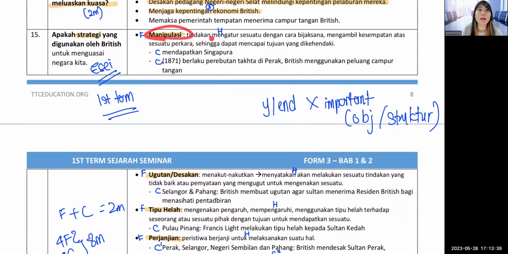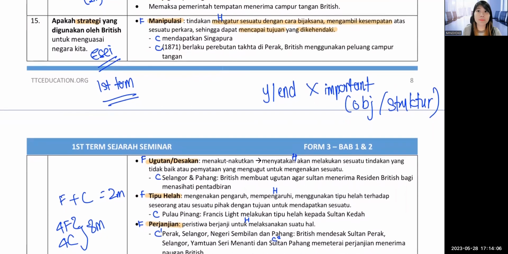Manipulasi. Mengatur sesuatu dengan cara bijak, mengambil kesempatan, mencapai tujuan dikehendaki. And you can give a contoh, or perebutan takhta in Perak. Which one contoh you write, you put up. So this is considered 1 mark, 2 mark, 3 and 4. Okay?